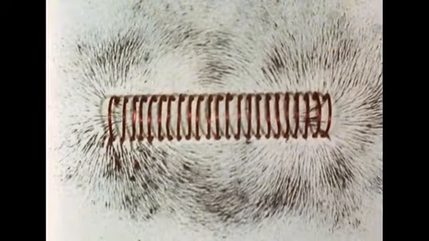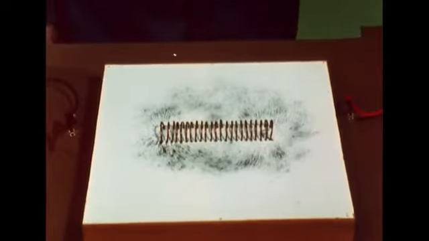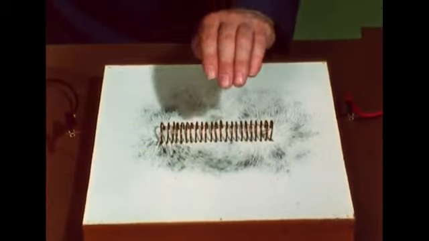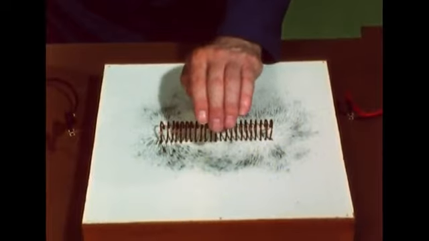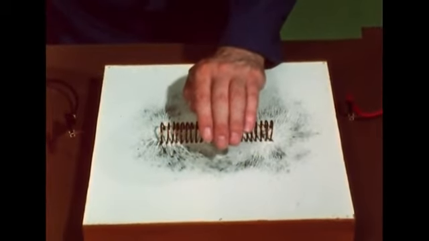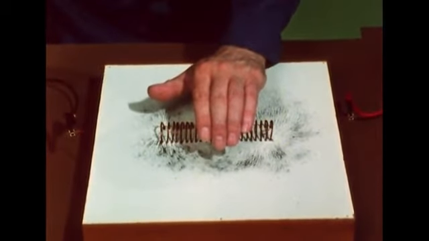Again, we need to know the direction of the field, and this is found with another left-hand rule. You wrap the fingers of your left hand around the coil, pointing in the direction in which the electron current is flowing. Then your thumb points to the North Pole end of the coil.